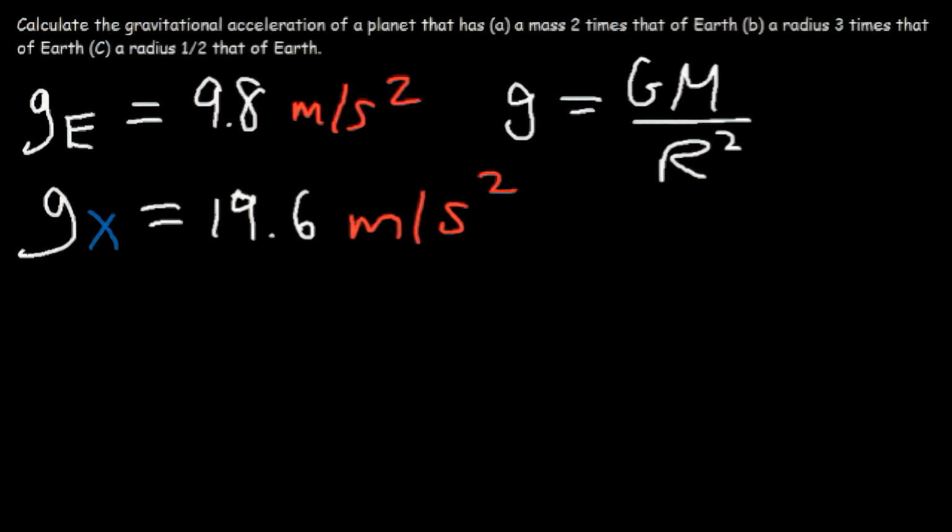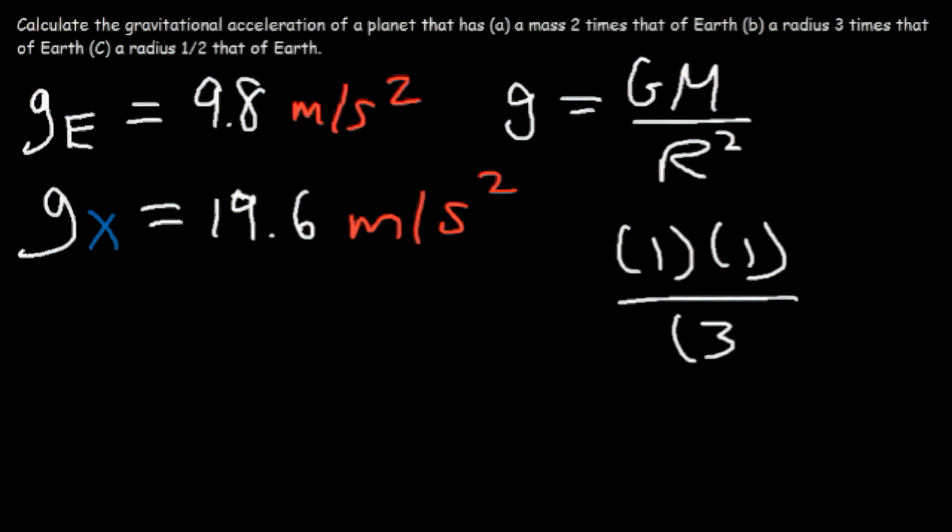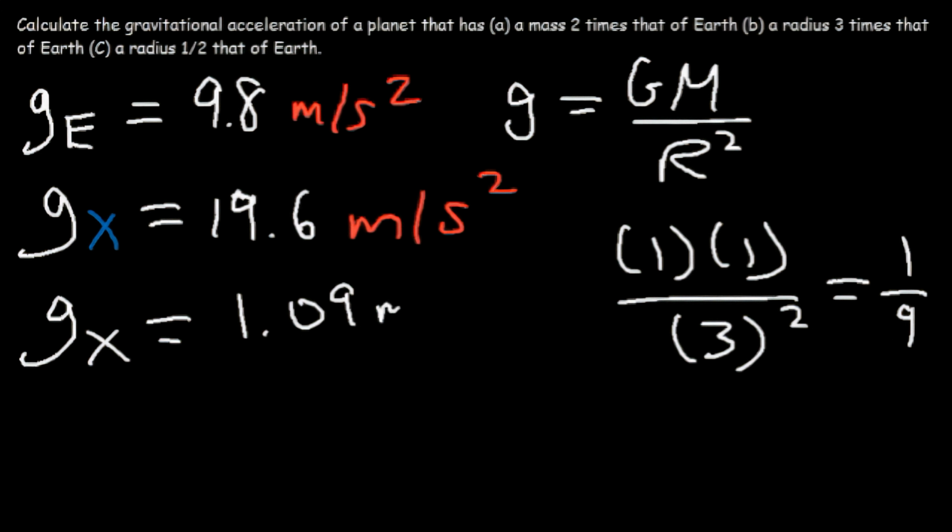Now what if the radius was increased by a factor of 3? So if the planet had a radius that was 3 times greater than that of Earth, what is the gravitational acceleration? So what is the effect of tripling the radius? So it's going to be 1 over 3 squared, which is 1 over 9. So it's going to decrease by a factor of 9. So it's going to be 9.8 divided by 9. So the gravitational acceleration is now 1.09 meters per second squared.